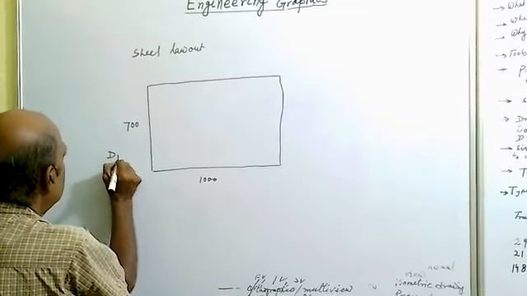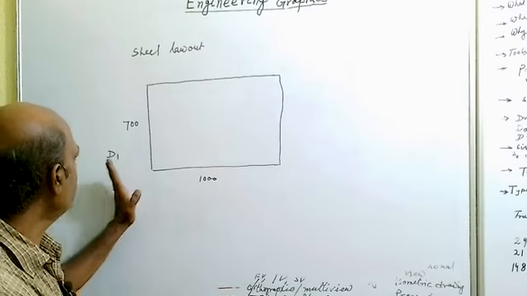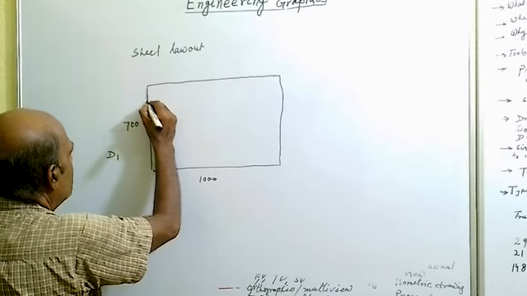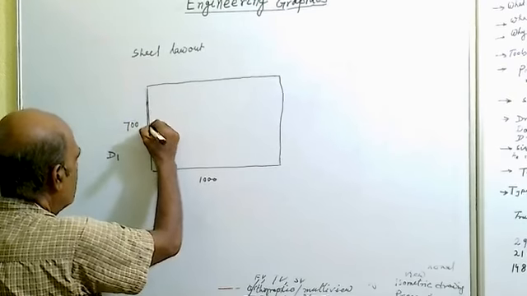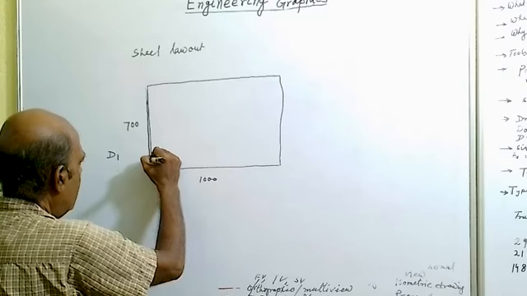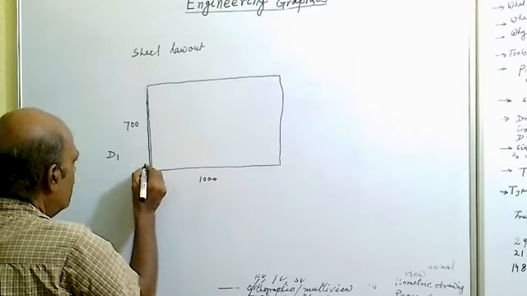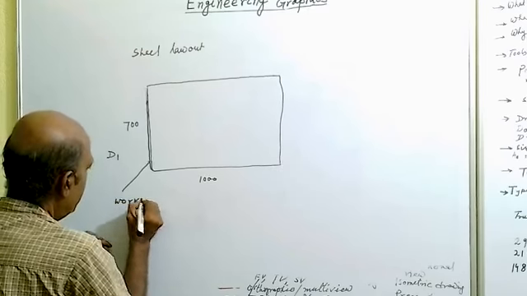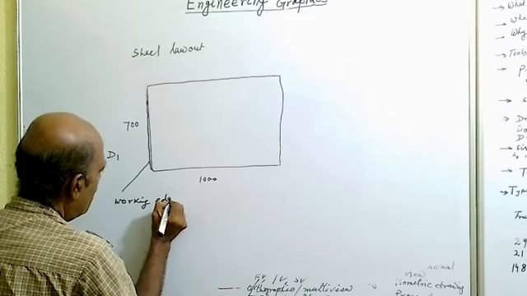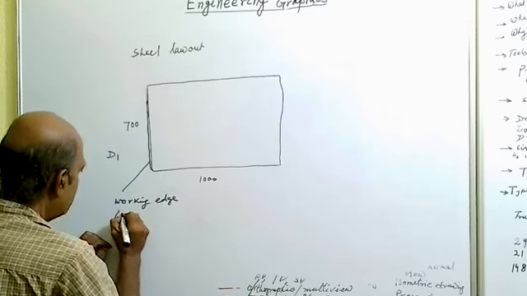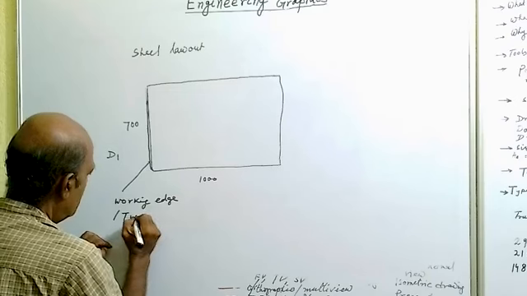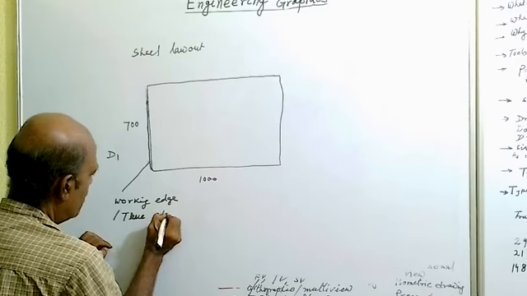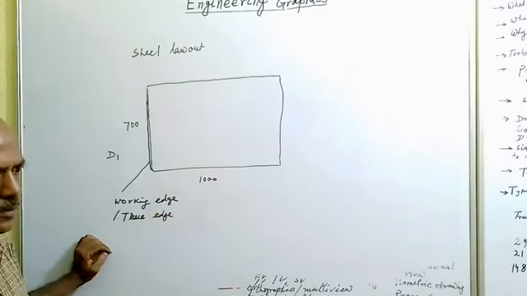Board size is D1. Now on this board you will find there is a working edge here. That is a hard wooden portion. It is made of hardwood. That is called the working edge, or it is also known as true edge. So working edge or true edge.